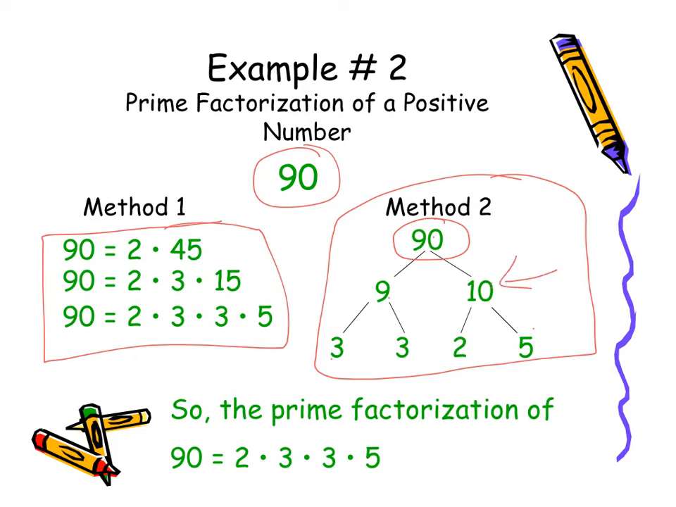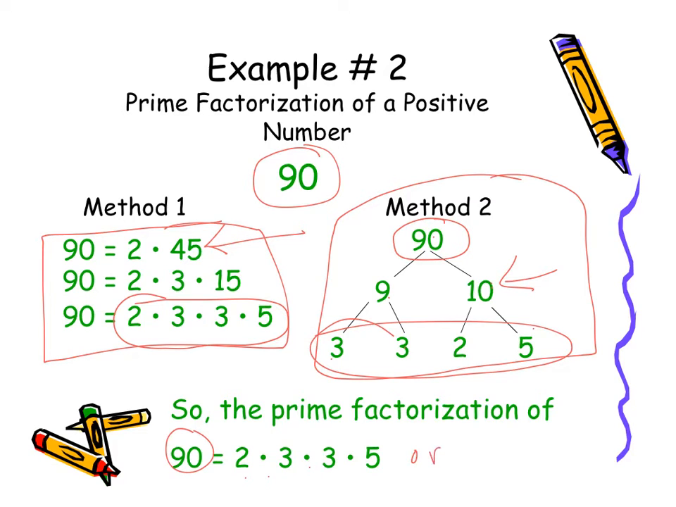It doesn't really matter. Look here, I started at 9 and 10 here, and 2 and 45 here. It doesn't matter what numbers you start with. The prime factorization is going to be the same no matter what. So the prime factorization of 90 is 3 times 3 times 2 times 5, or it is 2 times 3 squared times 5.